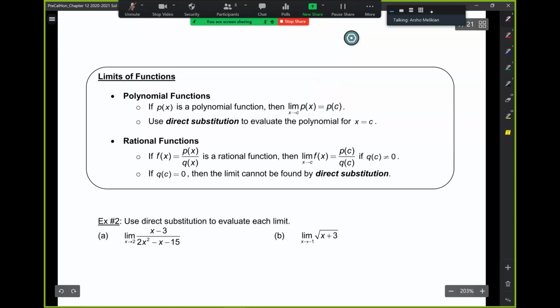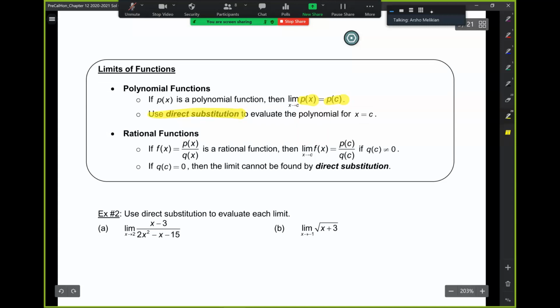Now let's make it a little bit more exciting. Let's talk about actual functions. There are many different types of functions. Let's start with polynomial functions. If you want to find the limit of a polynomial function at x equals c, all you have to do is plug it in and use direct substitution. So you can just use direct substitution for polynomial functions.